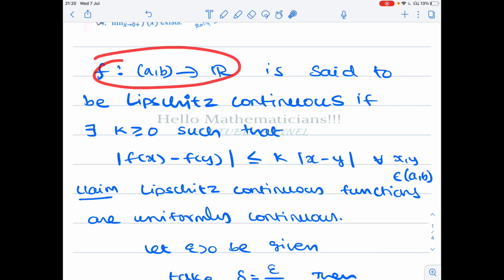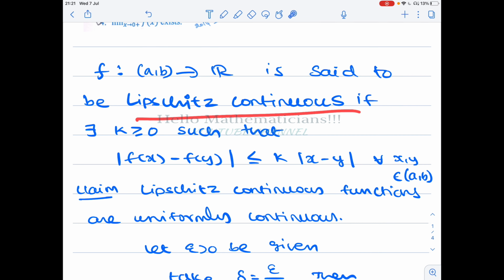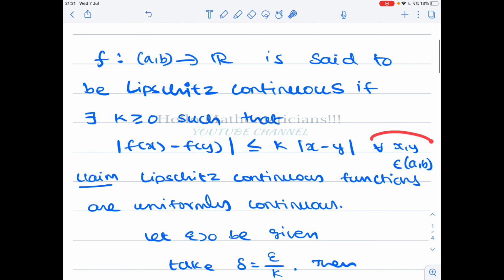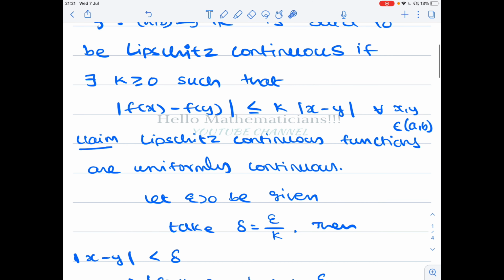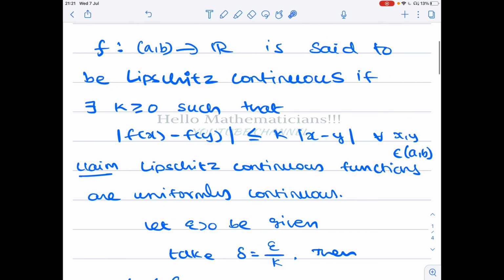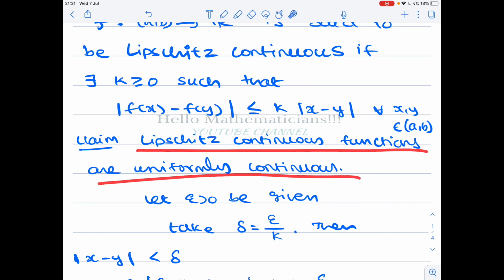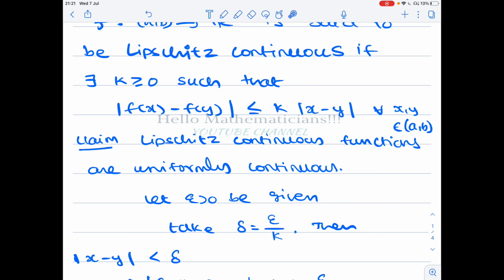A function f from open (a,b) to R is said to be Lipschitz continuous if you can find a k greater than or equal to 0 such that modulus of f(x) minus f(y) is less than or equal to k times mod x minus y for all x, y in the interval (a,b). We claim that Lipschitz continuous functions are uniformly continuous. If a function satisfies this condition, it is continuous in the first place, and it will be uniformly continuous also. Let's see why.